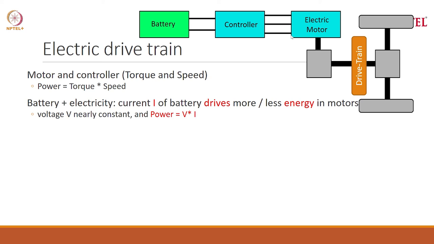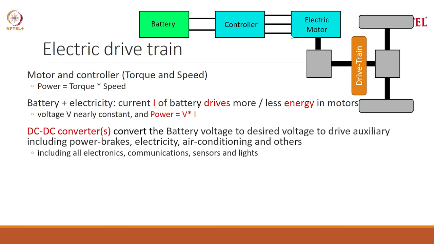That power will give you a torque into speed. Now, you can get more torque, less speed. That depends on the kind of electric motor. You can control I and therefore the power, and you can control torque or speed. You can't control both. Once you control power and torque, speed is fixed. If you control speed, then torque is fixed.